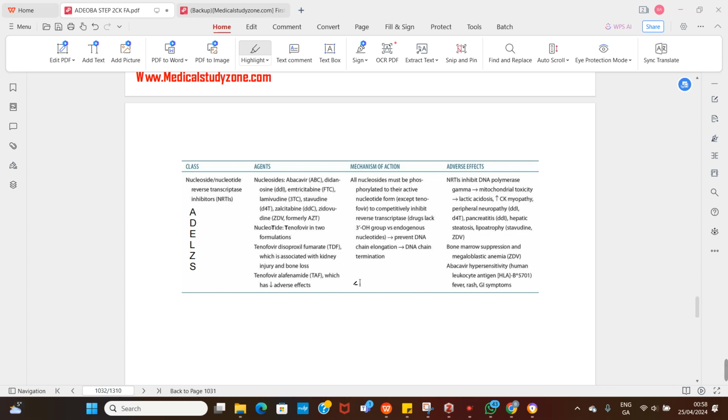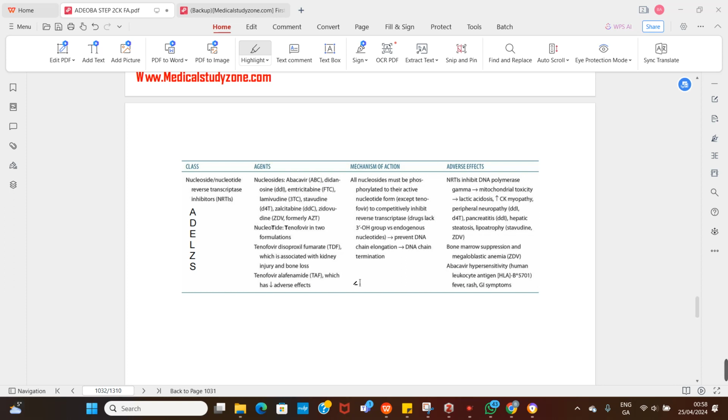The normal nucleotide or the normal nucleoside that is being added to the growing DNA chain typically has this 3' OH group. So you can cross-link that with a phosphate group to form a phosphodiester bond to keep linking those strands.